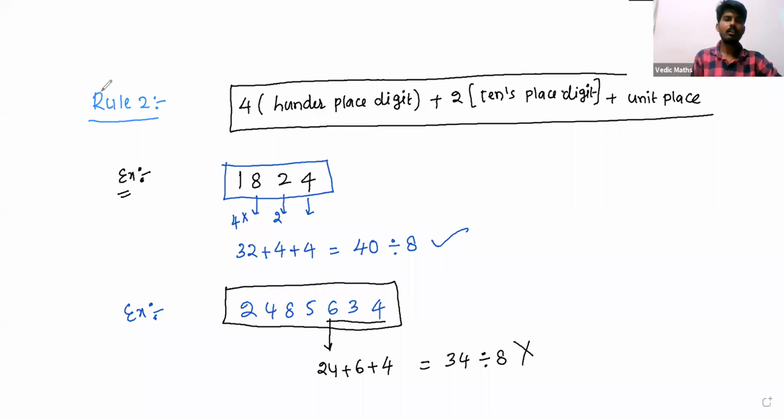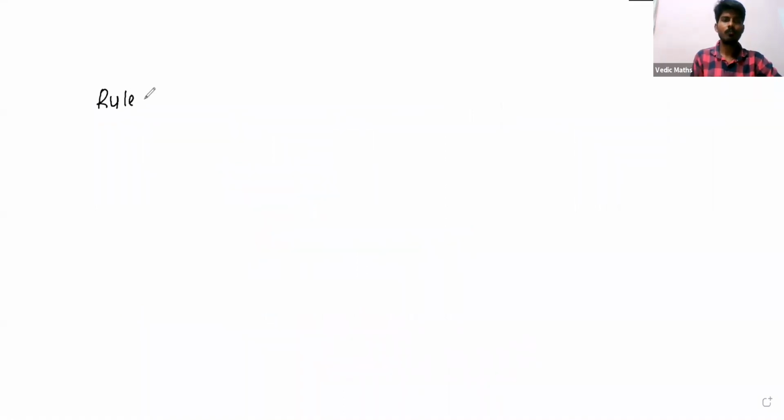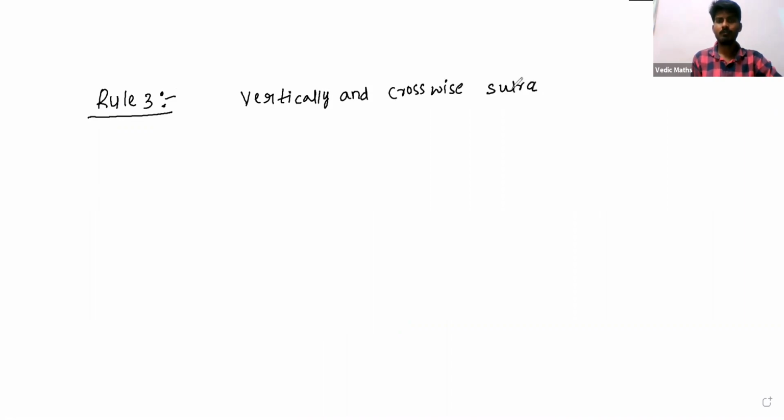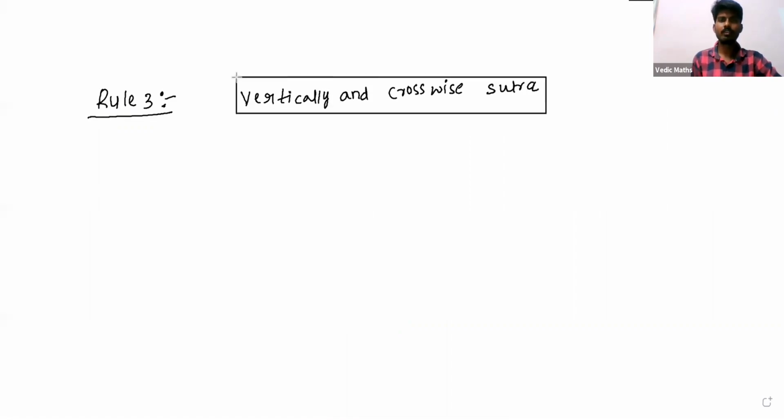Let me take rule 3 now. In this rule 3, we are using the vertically and crosswise sutra. In English you can say it is vertical and crosswise. In Sanskrit we call it Urdhva Tiryagbhyam. Okay, right. In this case, suppose your divisor is 8.